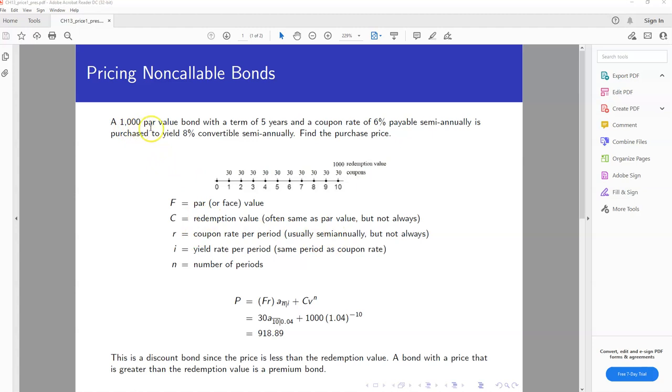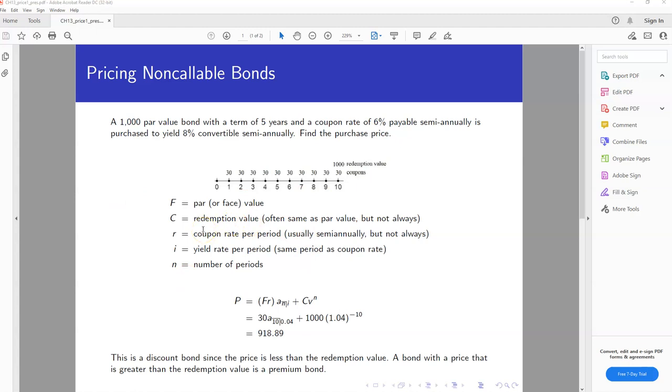First we notice we have a $1,000 par value. The par or face value of the bond is the value that the coupons, or the interest payments, are computed off of. We also have a redemption value, the value that's going to be returned to the investor at the end of the term of the bond. Usually it's the same as the par value, but it's not always. You should assume that if it's not stated as a different amount, then the redemption value and the par value are the same.